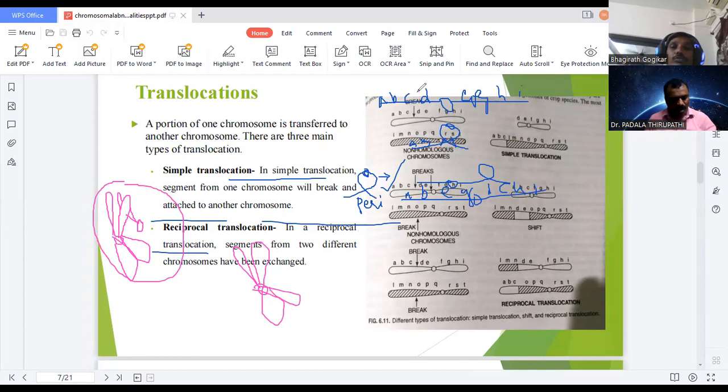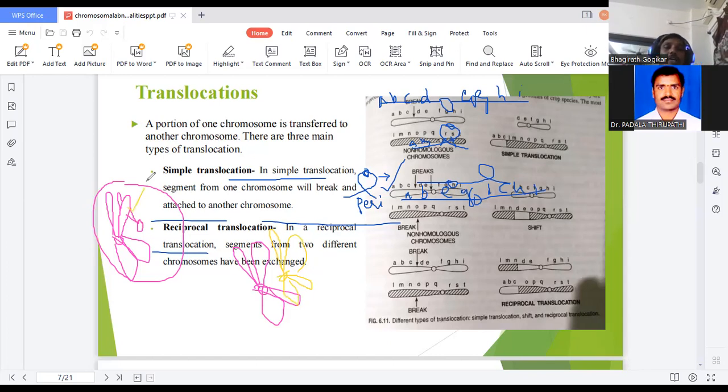The other chromosome is not a homologous chromosome. It is a non-homologous chromosome. That's why the translocation, the shifting of genes or rearrangement or exchange, takes place between non-homologous chromosomes. So it is translocation. This is called crossing over. So just have an idea of how crossing over is different from translocation.